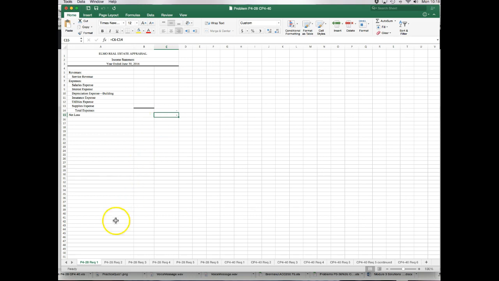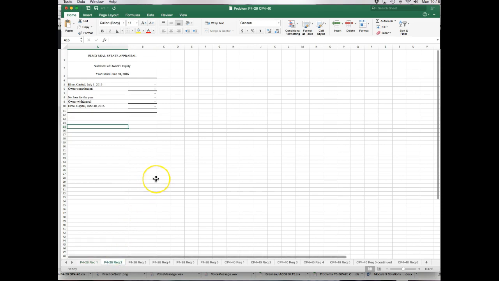So now that we've done the income statement, then we are ready to do the statement of owner's equity. And the statement of owner's equity is simply going to take the capital from July 1, 2015, and you get this from the adjusted trial balance that's as of June 30th, 2016. So the capital that's listed as June 30th, 2016 would be the same as the capital that they're beginning the next month with, July 1st. Then if there's any owner contribution, you're going to list that there. If you do not see an owner contribution, then that would be 0.